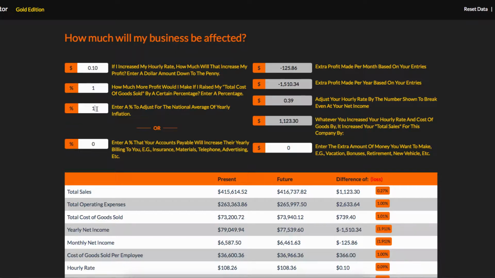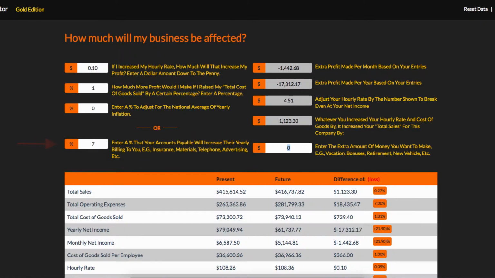We'll keep our hourly rate at 10 cents and cost of goods at 1%. Let's go ahead and change the inflation rate to 0 and let's enter 7% for an increase that our accounts payable charged us. This could be where they raise your insurance or your phone bill or maybe the price of gas went up, whatever it is. Now, as you can see in the total operating expenses row, the 7% increase with our accounts payable, we are now taking an $18,000 hit per year, or the box above that says we need to come up with an extra $1,400 every month just to pay for the 7% increase.